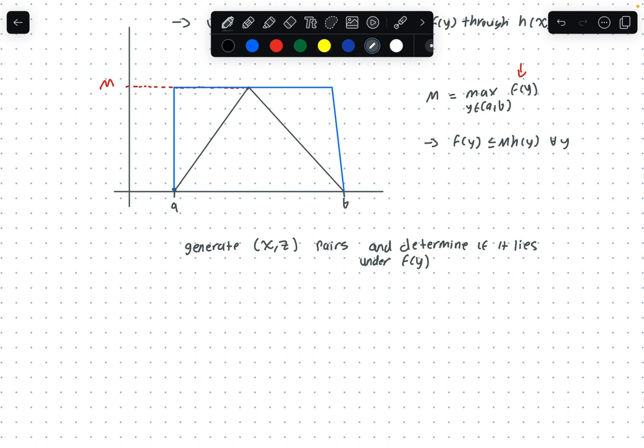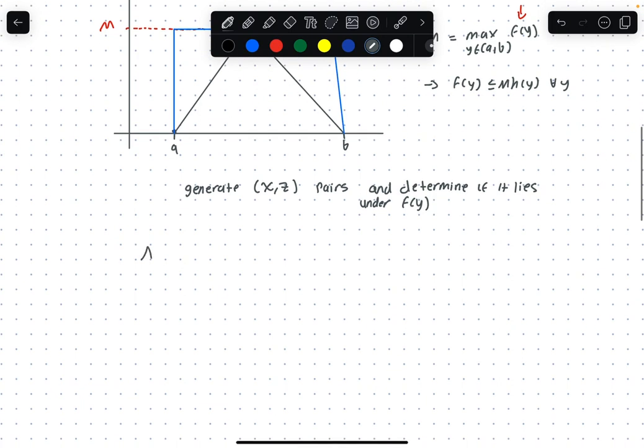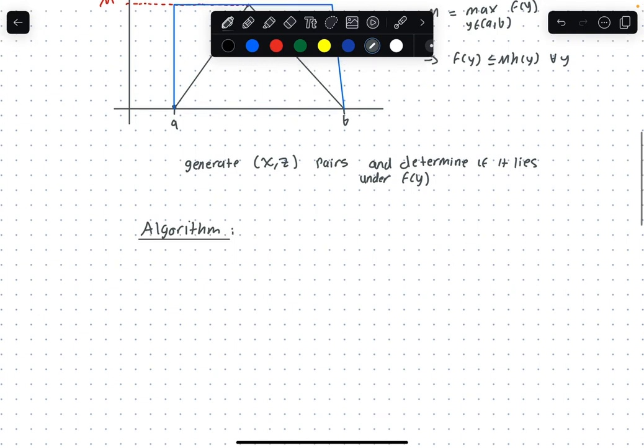Before we investigate the intuition behind it, the algorithm itself consists of two steps. The first step is we're going to take a uniform draw, we'll call that random variable x, from A to B. We will also draw uniformly from 0 to m independently.